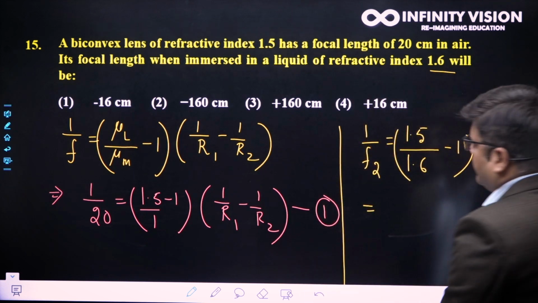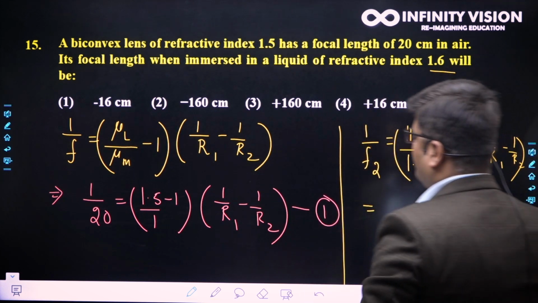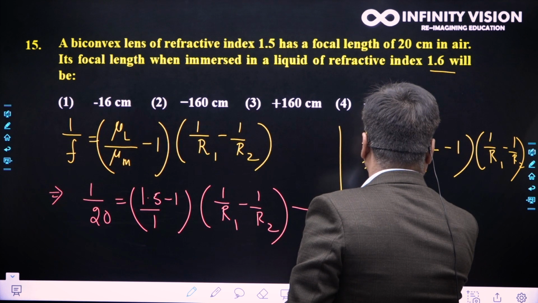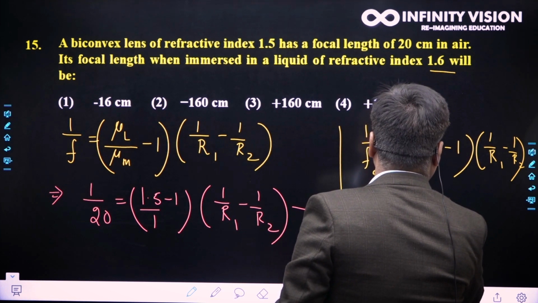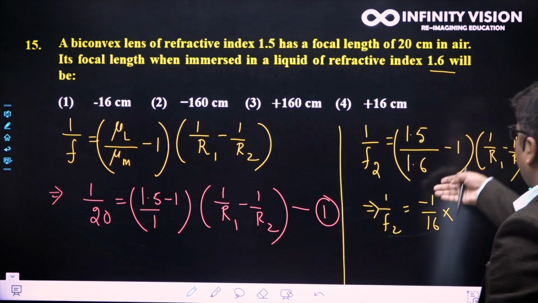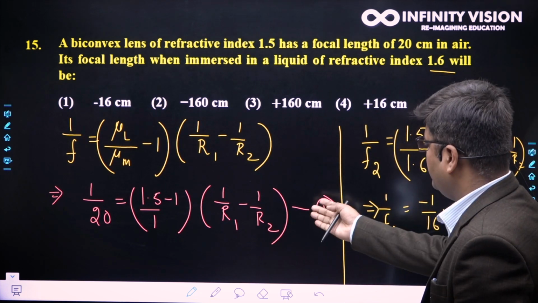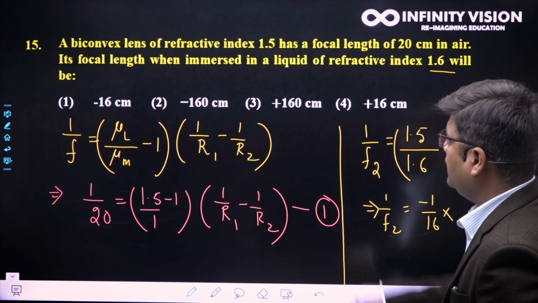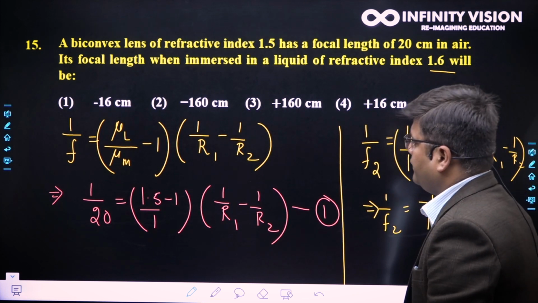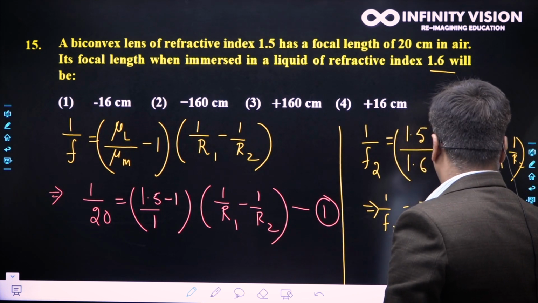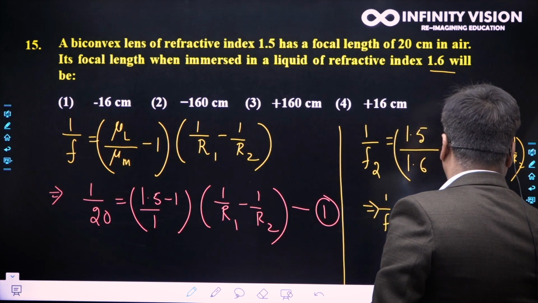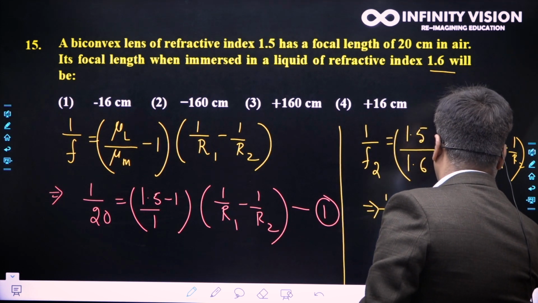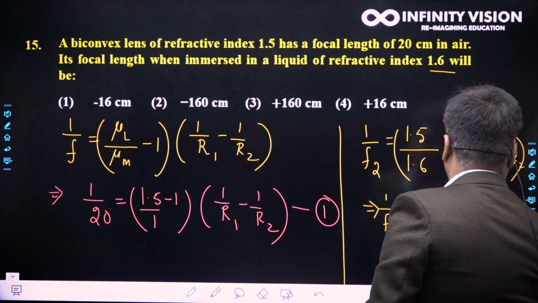Now 1 by R1 we can substitute from there. So 1 by F2 will be equal to minus 1 by 16 and 15 by 16 minus 1 by 16, and here will be 1 by R1 before R2, 3 by 0.5 by 2, 10, 0.1 by 10. So F2 will be nothing but minus 160 centimeter.